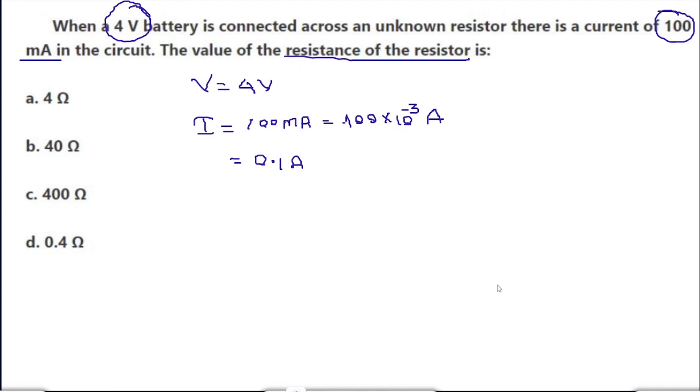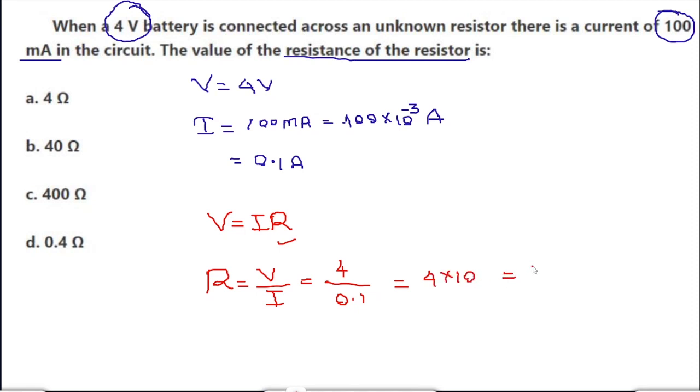So what is the relation between voltage, current and resistance? It is V equals I into R, and here we need to find R. So R equals V by I. V here is 4, and I is 0.1, so I can write 4 into 10, which gives 40 ohms. So option B is the right answer.